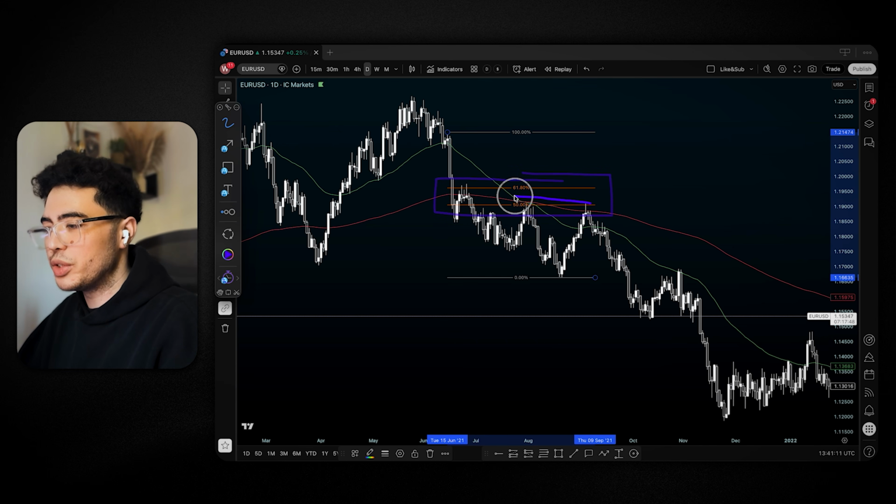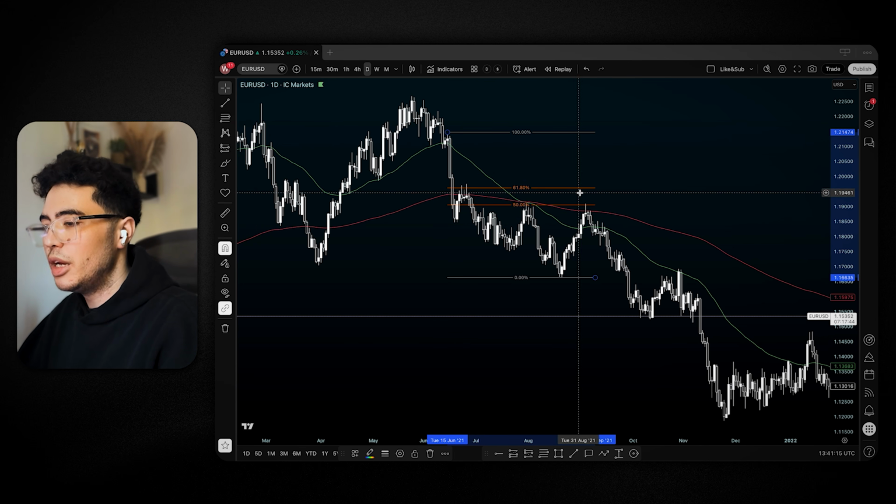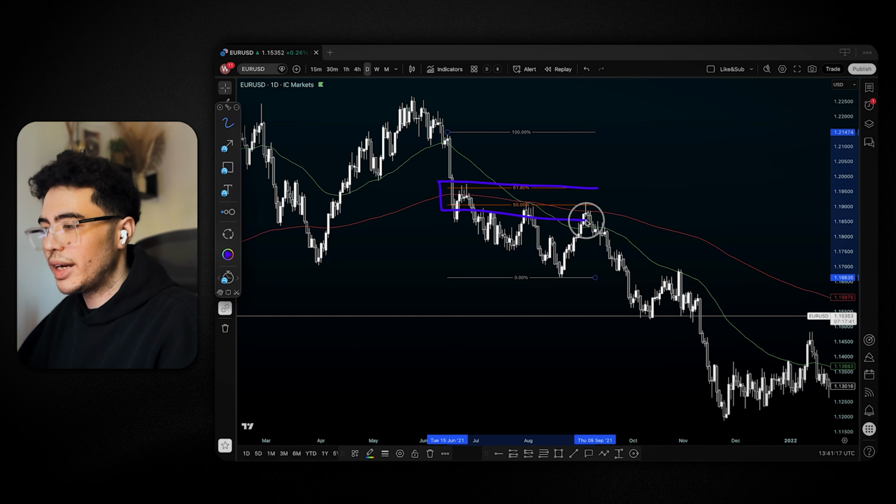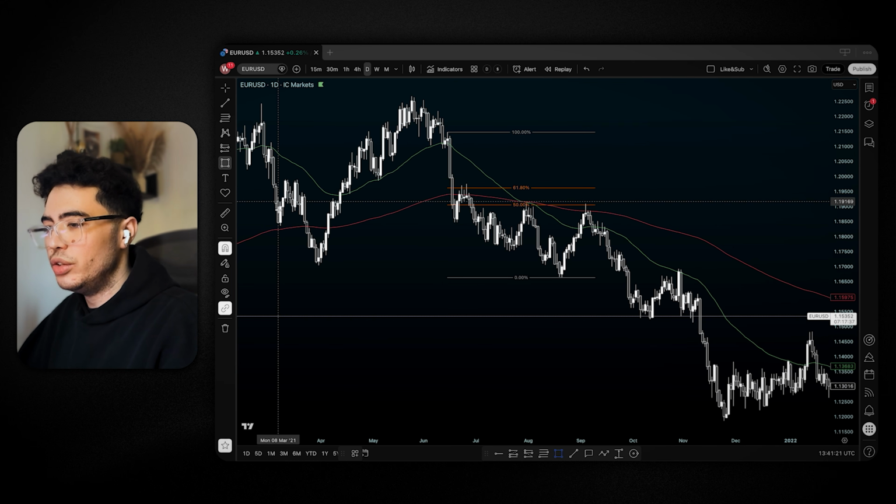I don't care if it rejects the 50%. I don't care if it comes up to the 61.8%, because this zone is what I care about. So normally what we want to do is ensure that the value zone, which is what we call that golden box, is a level that makes sense.